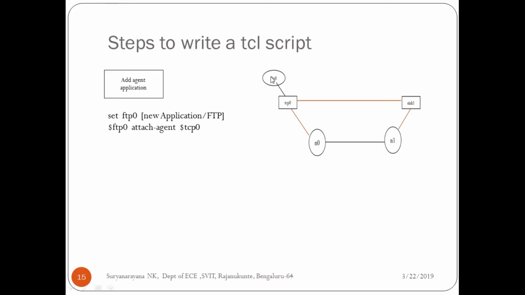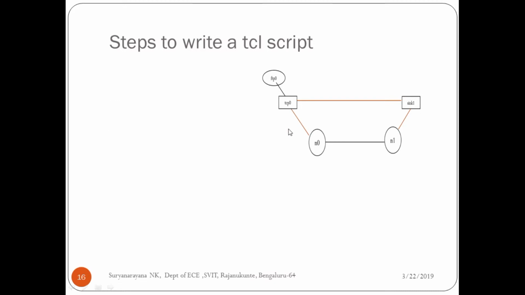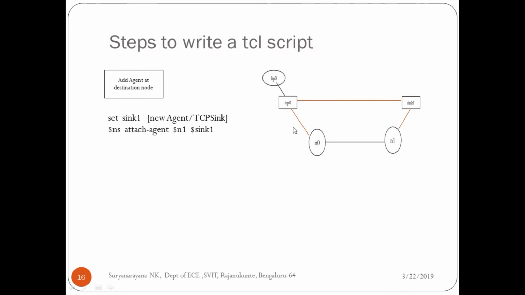Connect this FTP0 to this agent TCP0. FTP0 is the agent application, TCP0 is the agent. The agent and agent application are connected by using the following syntax: $ftp0 attach-agent $tcp0. The next step is to add an agent at the destination node.